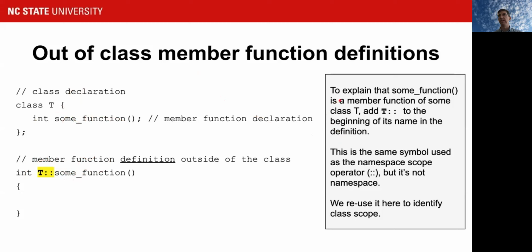Okay, so the key is we can declare a function in the class and then define it somewhere else by adding the name of the class followed by two colons in front of the name when we define it. This is the same symbol used for the namespace scope operator. But here it's not a namespace. It looks like a namespace, it feels like a namespace, but really it's a class scope in this setting. And it kind of makes a lot of sense that it's reused, because what we're saying is some function exists within T, and in this case, T is a class, not a namespace.